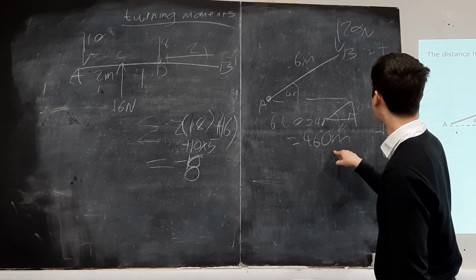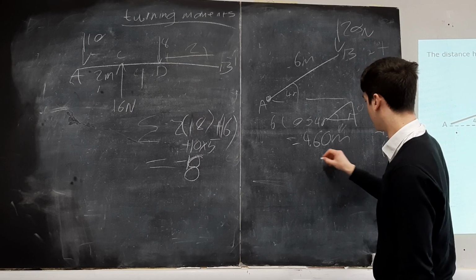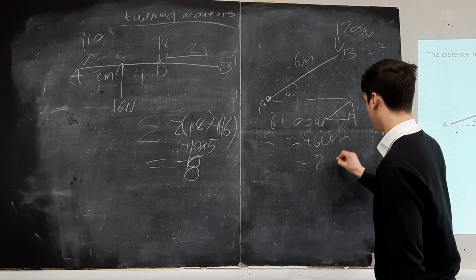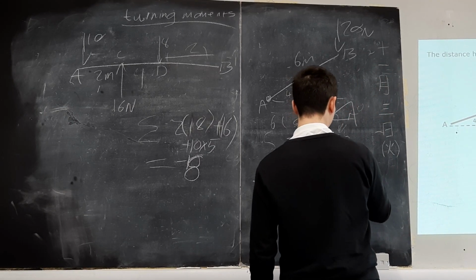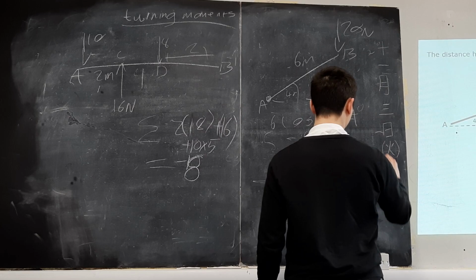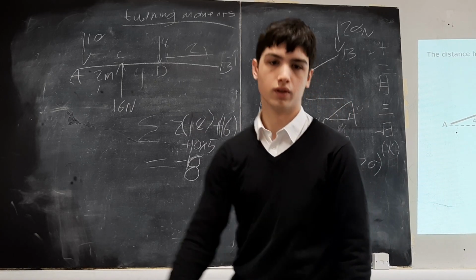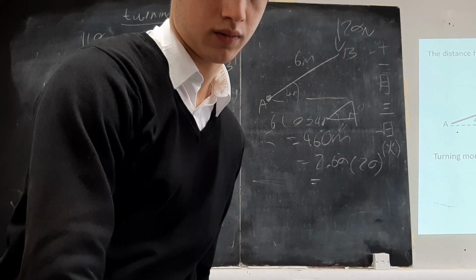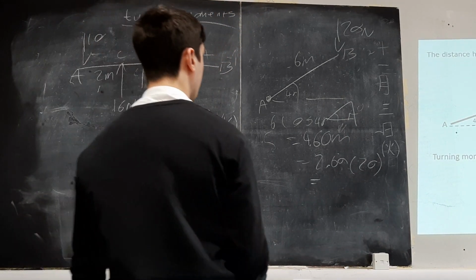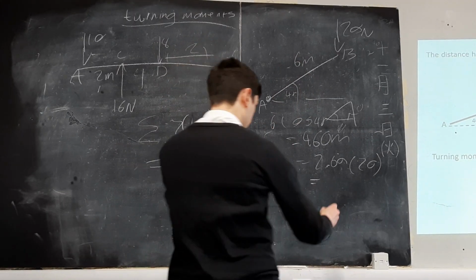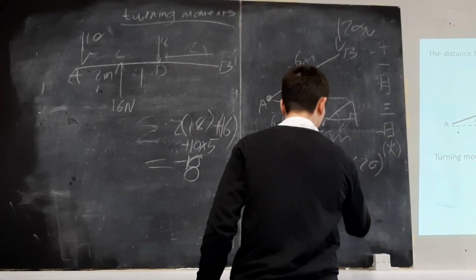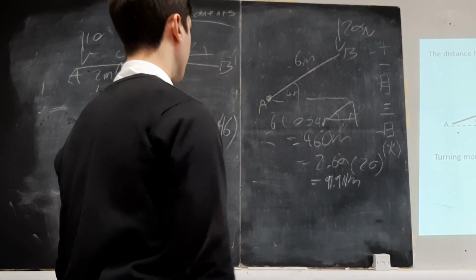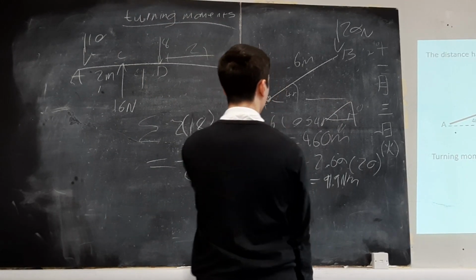Meters. So we're just going to use that with that. Again, it doesn't matter, who cares? 2.60 multiplied by 20 equals, yeah, just did that. So 91.9 Newton meters. And because it's going this way, it's positive and clockwise.